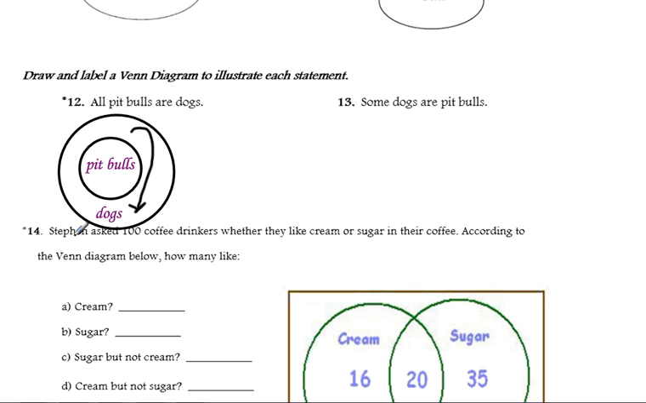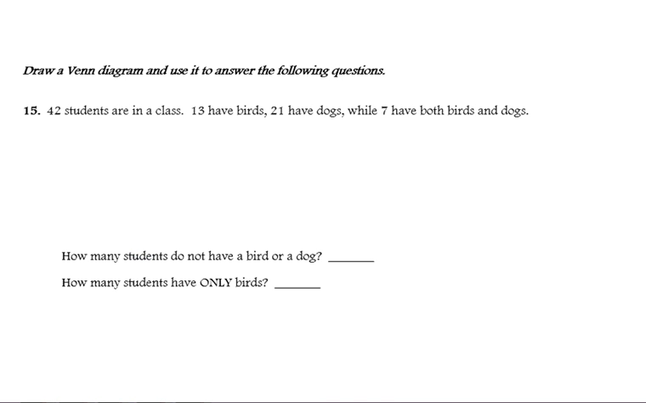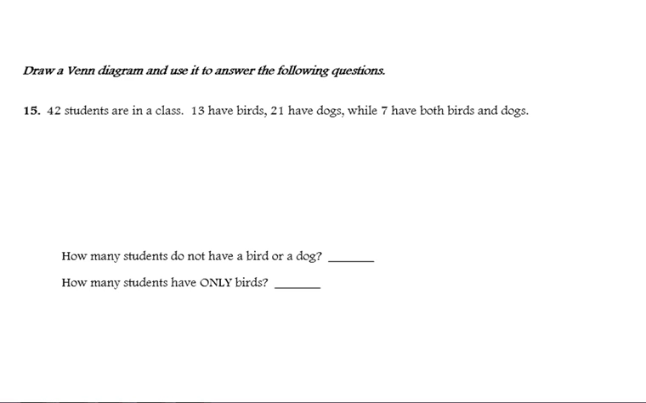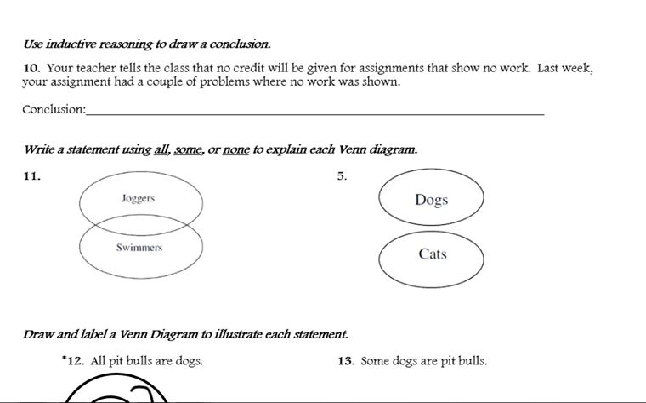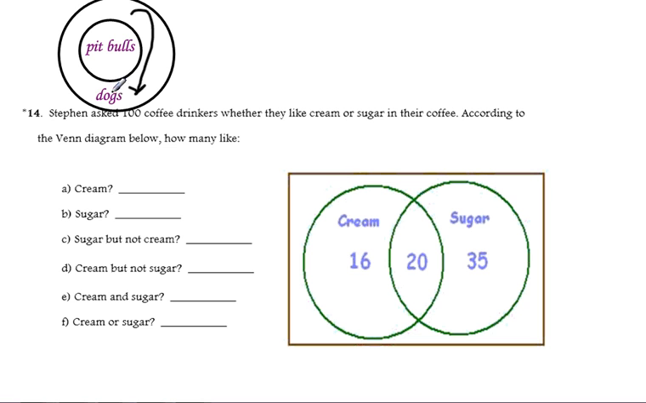We read it outside to in. If we read it outside to in, we read some, remember, outside to in is some. Some dogs are pit bulls, and that's true as well. There are some dogs out there that are pit bulls.